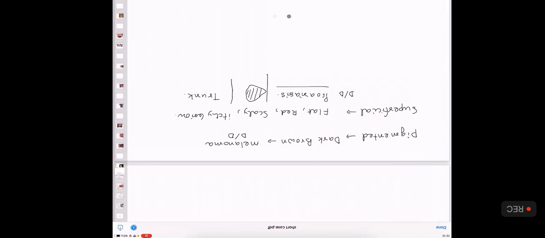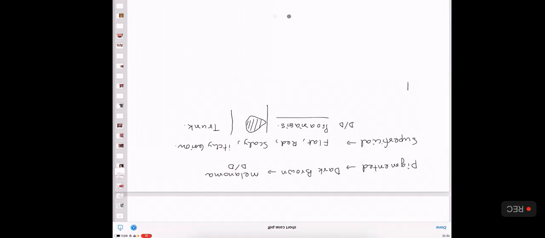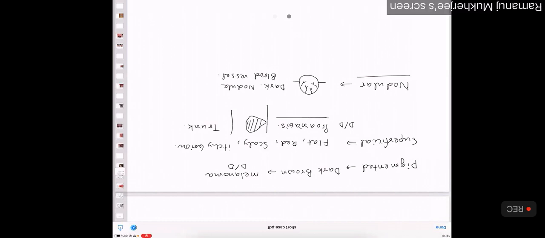Okay. The next type is called the nodular type. The nodular type looks like a dark nodule, and has some blood vessels over the surface. And the last form is called the cystic type, which can rarely resemble a sebaceous cyst. But this is the rarest type.